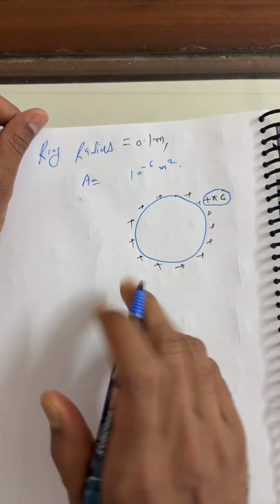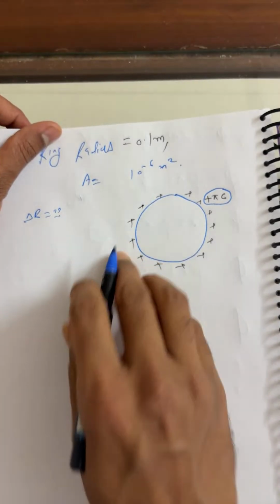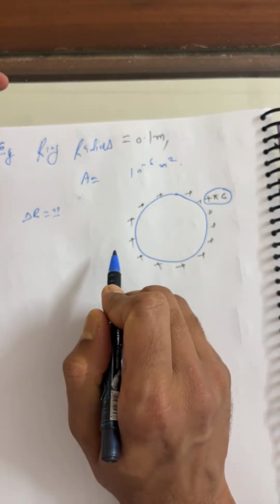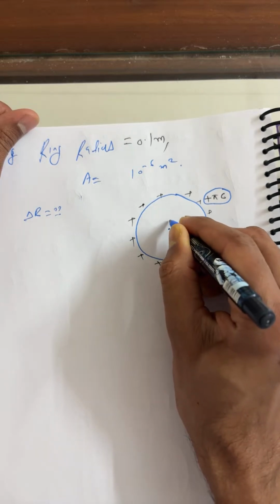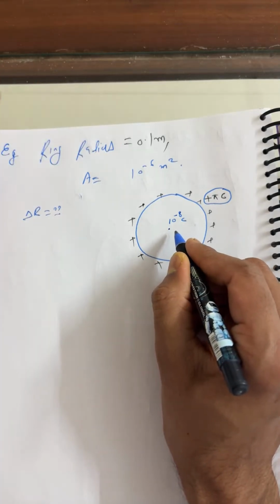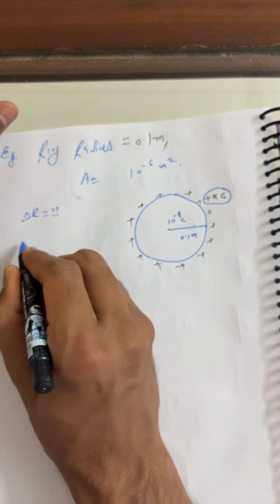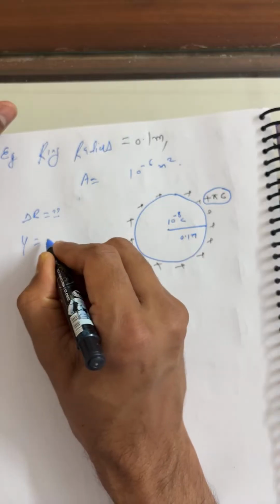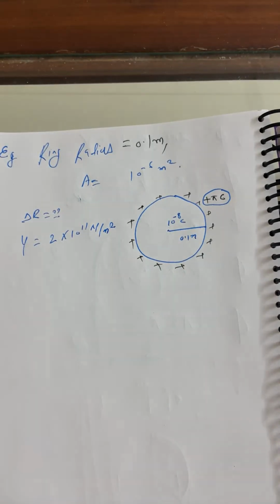Now beta, just find the change in radius. You have to find delta r. If we place one charge at the center, of 10 to the power minus 8 coulomb, R is already known to us. This is 0.1 meter. Young's modulus for this question is 2 into 10 to the power 11 Newton per meter square. We wish to find delta R here.